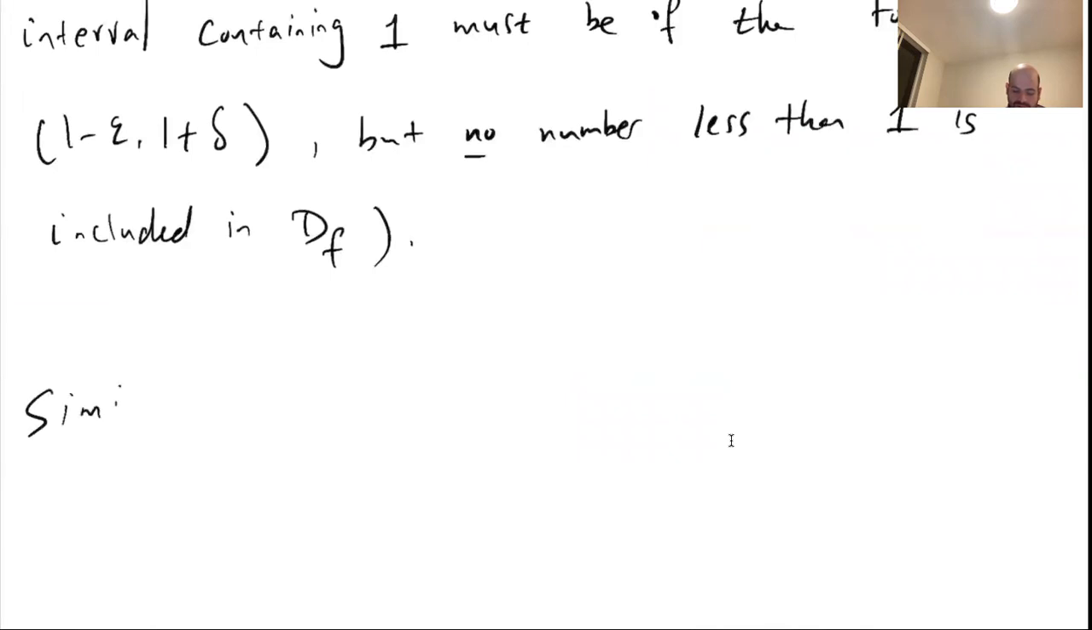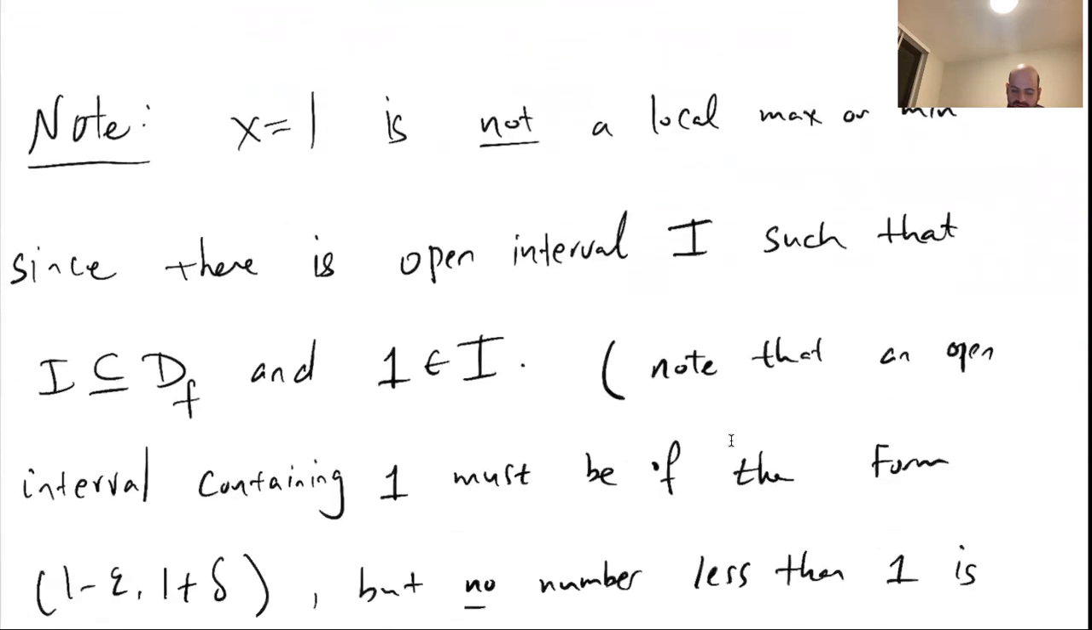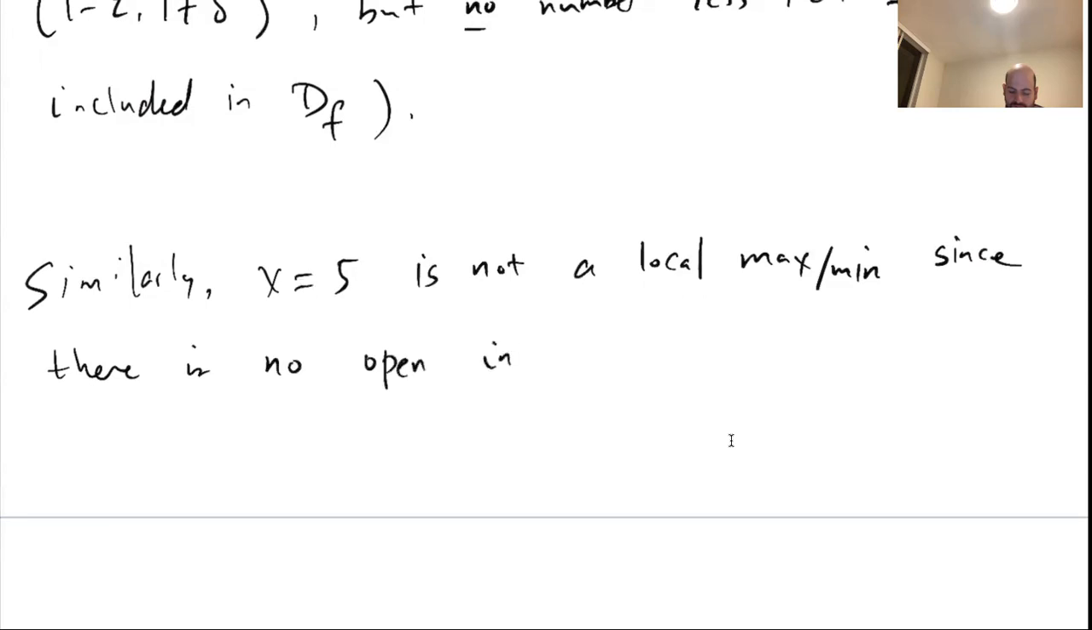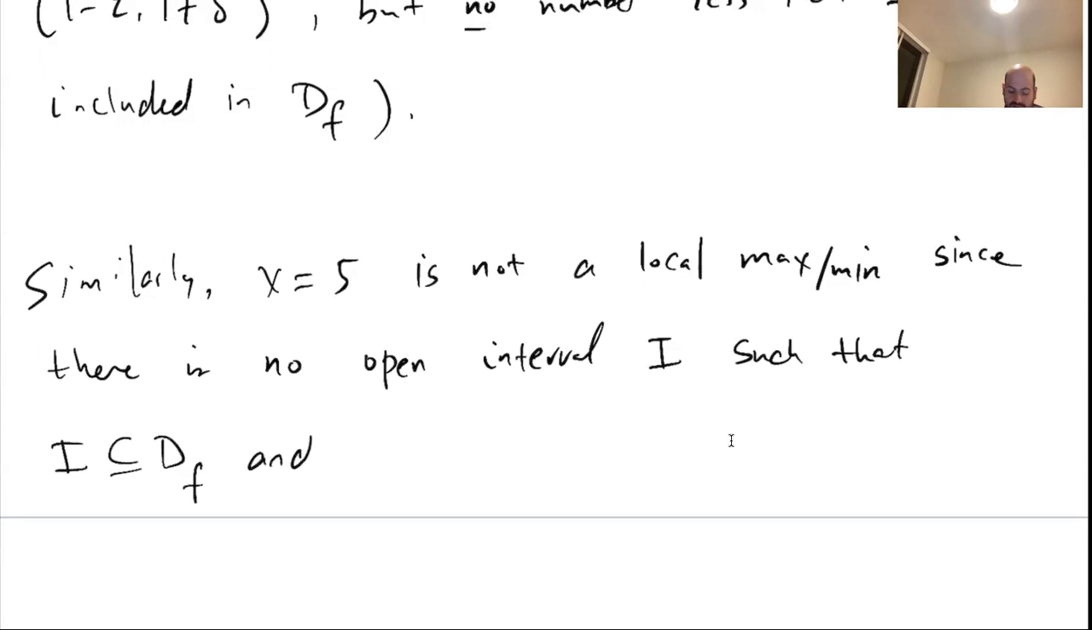So similarly, x equals the last point 5 is not a local max or min, since there is no open interval I such that I is in the domain and I contains 5. There is no open interval in the domain that contains 5. So 5 is also not a local max or min.